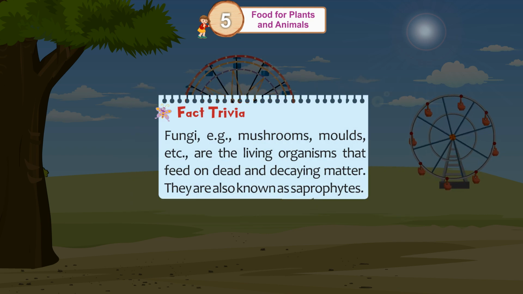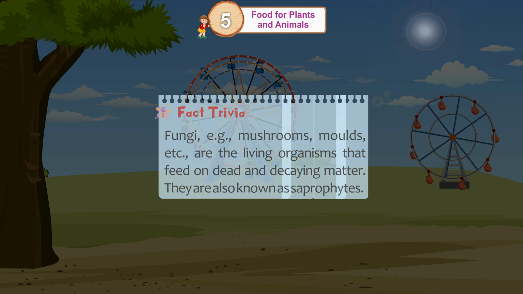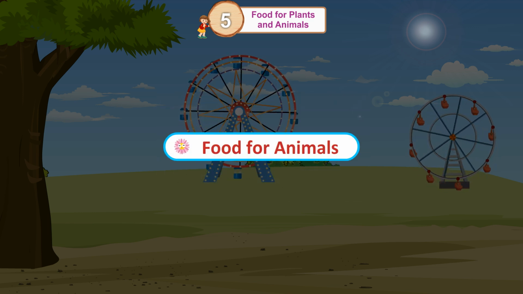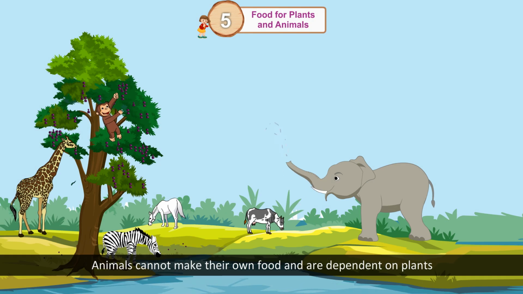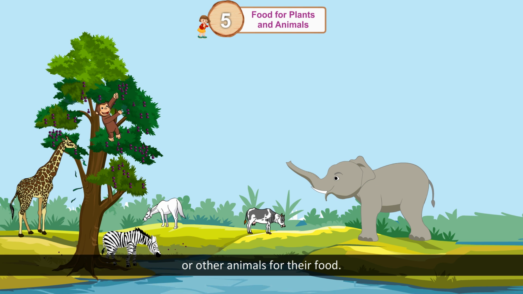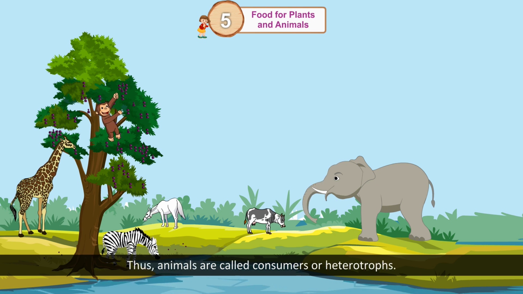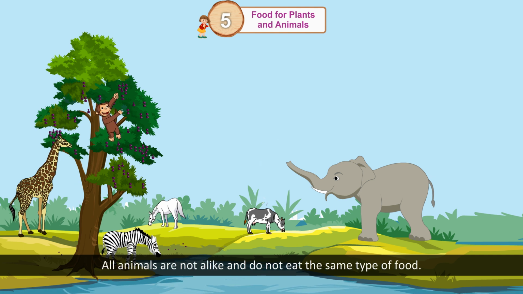Fact trivia: Fungi, for example mushrooms, molds, etc., are living organisms that feed on dead and decaying matter. They are also known as saprophytes. Food for animals. Animals cannot make their own food and are dependent on plants or other animals for their food. Thus, animals are called consumers or heterotrophs.